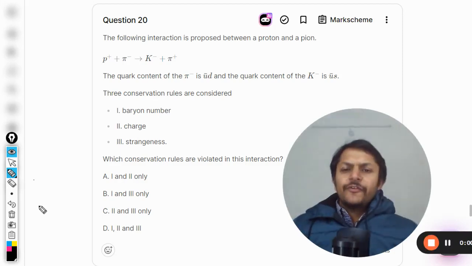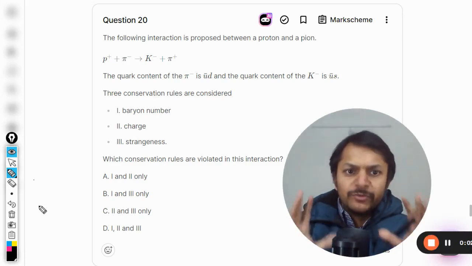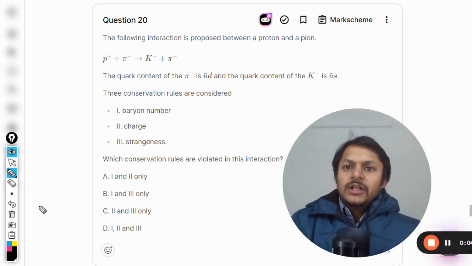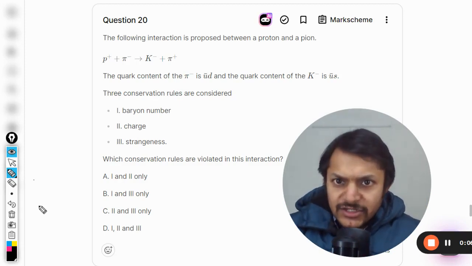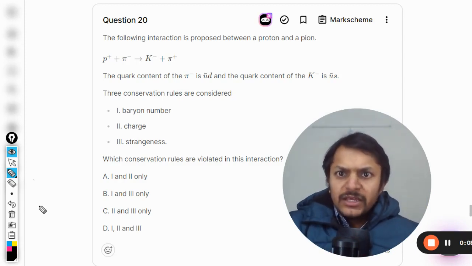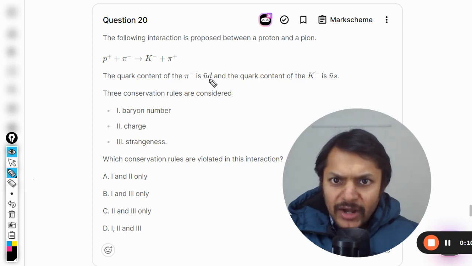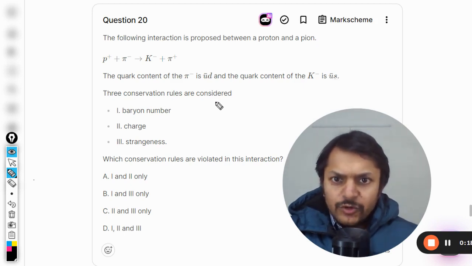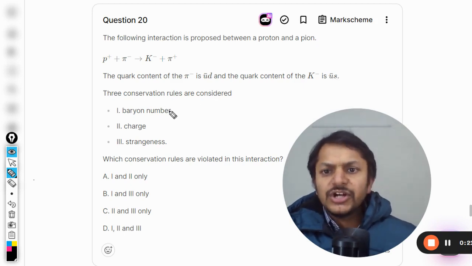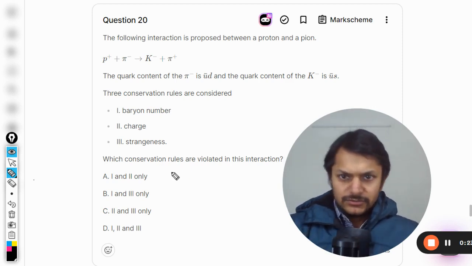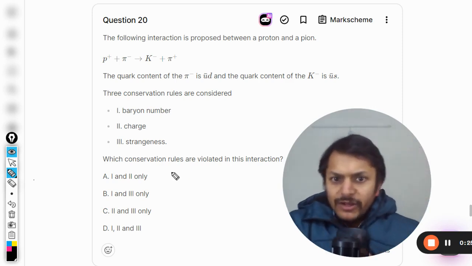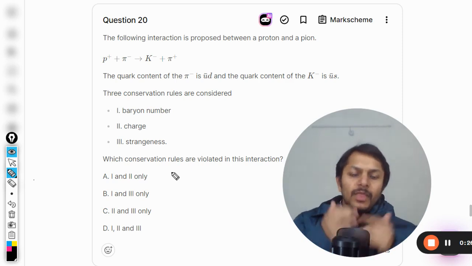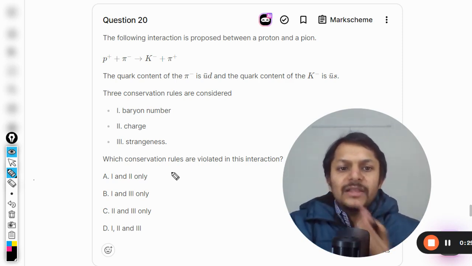In this question now, the following interaction is proposed between proton and the pion. The quark content of the pion negative is U bar D, and the quark content of K negative is given as U bar S. Three conservation rules are considered: the baryon number, charge, and the strangeness. Which conservation rules are violated in this interaction? Okay, so let us see.